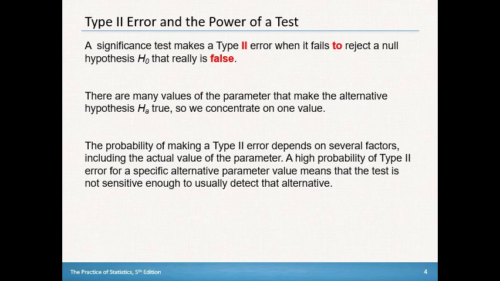Now, we didn't make a mistake. Again, it's the sample statistic that indicates to us whether we should reject the null hypothesis or not. And sometimes we get a sample that indicates that we should not reject it. So we failed to reject it.